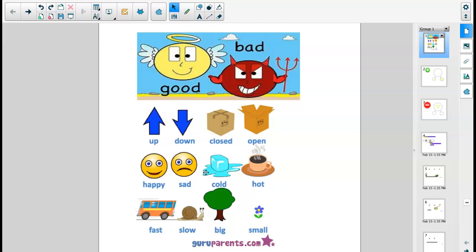Now, we see on the screen some opposites. Good is the opposite of bad. Up is the opposite of down. Closed, open. Happy, sad. Cold, hot. Fast, slow. Big, small. These are all opposites.